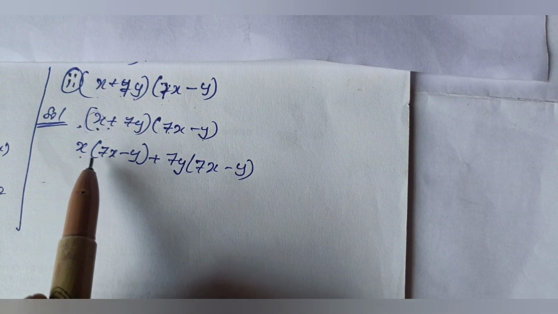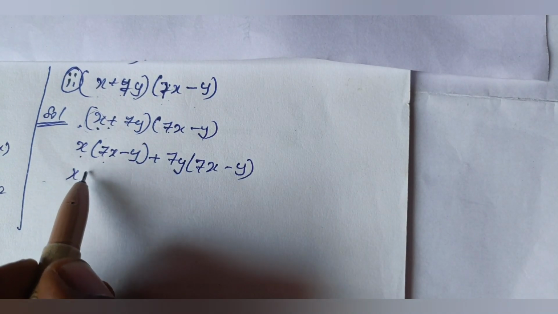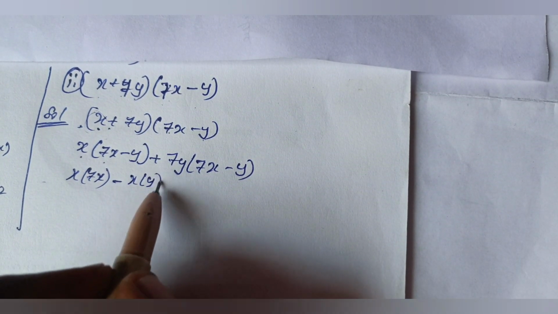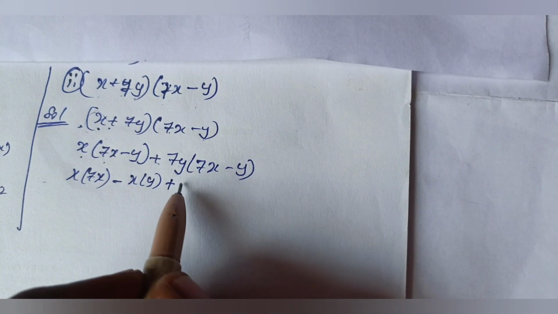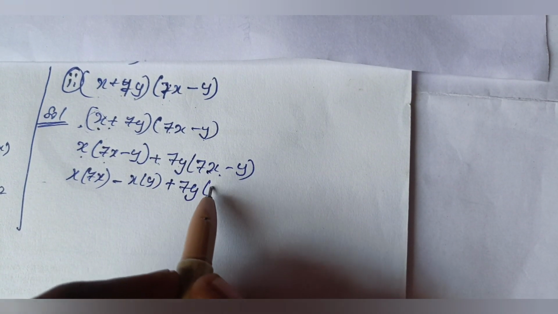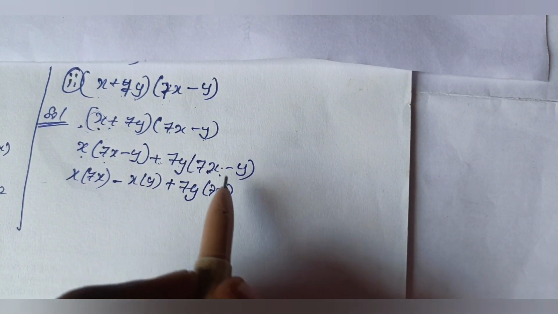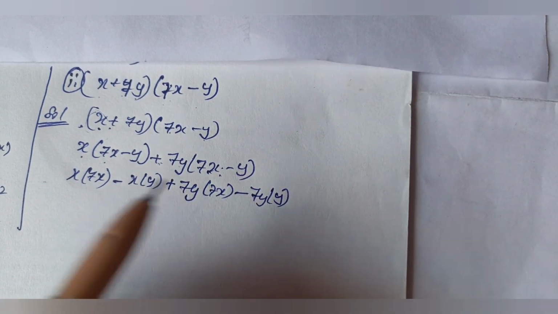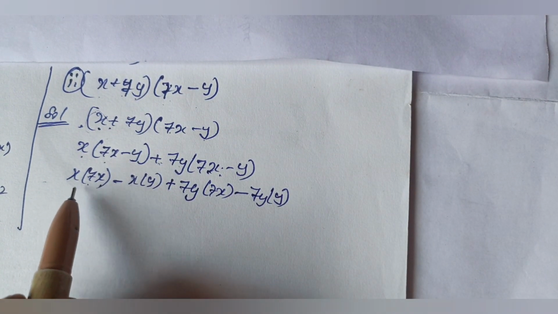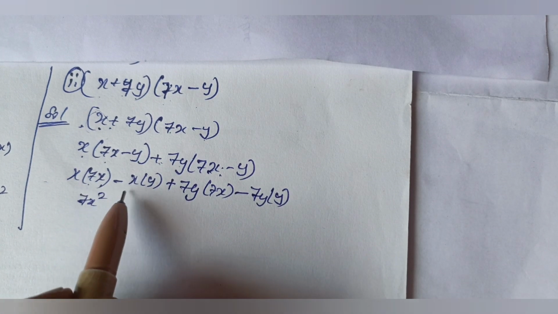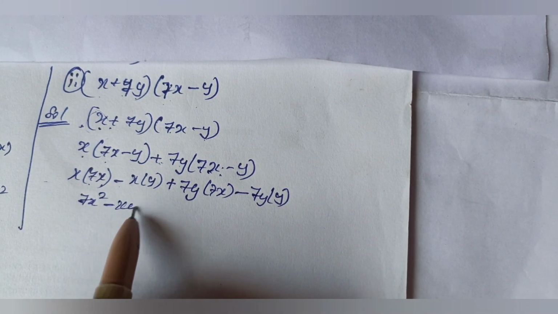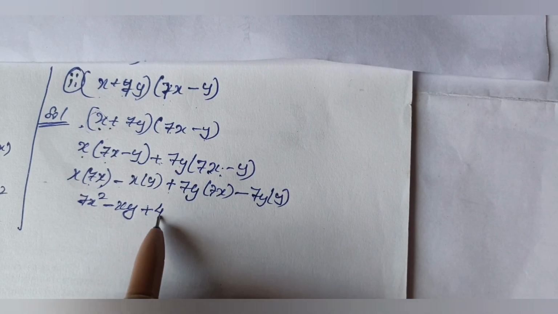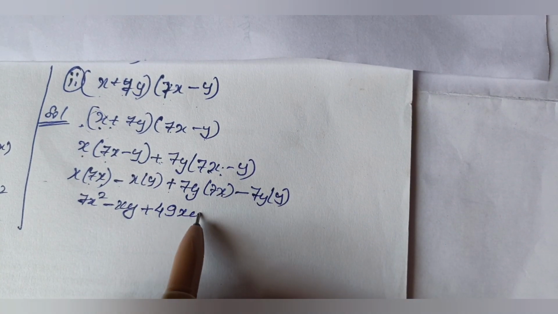Now let's multiply x into 7x minus x into y, plus, as it is, 7y into 7x, plus into minus is minus 7y into y. Now 7x into x is 7x square, minus as it is, x into y is xy, plus into plus is plus, 7 7 is 49xy.